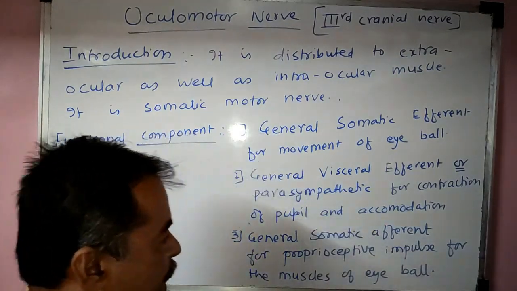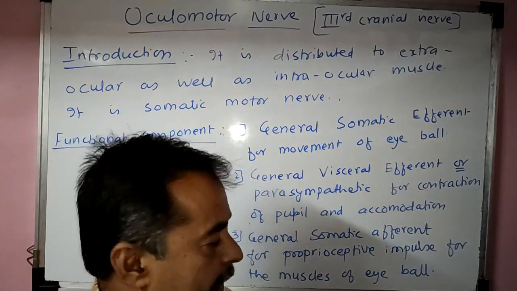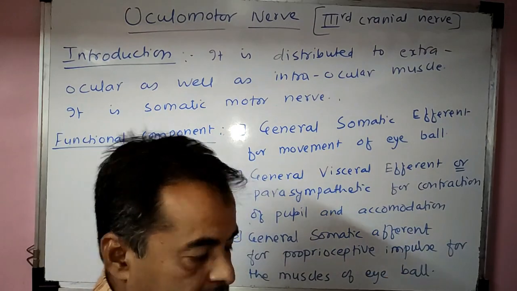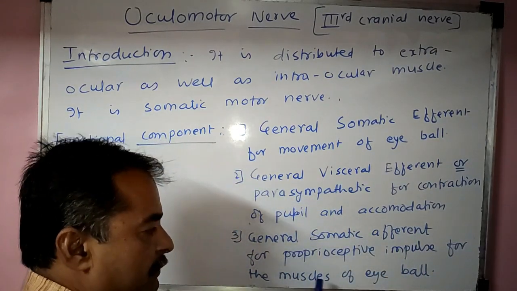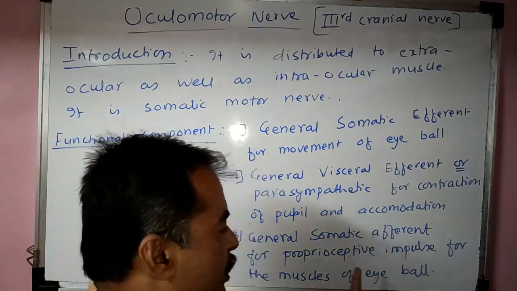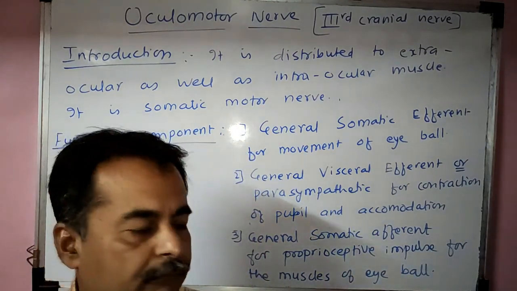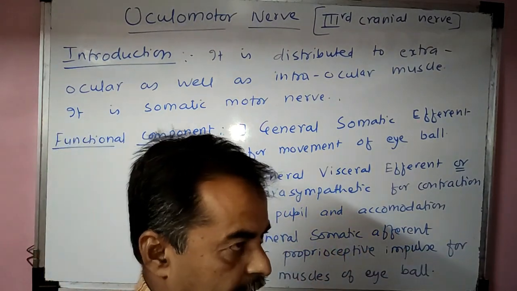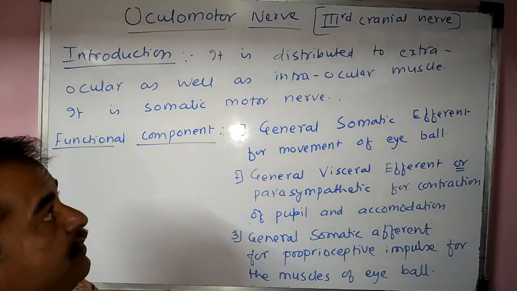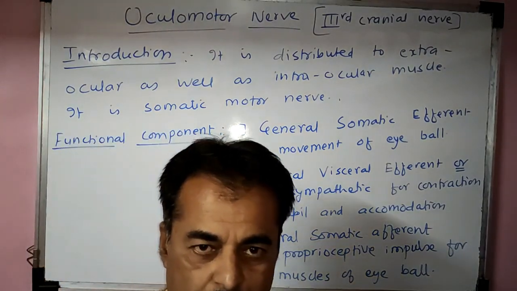Edinger-Westphal nucleus. Now the third functional component is the general somatic afferent. This is for the proprioceptive impulse for the muscles of the eyeball. It means the proprioceptive impulse for the muscles of the eyeball is supplied by the general somatic afferent. So these are the functional components of the oculomotor nerve.